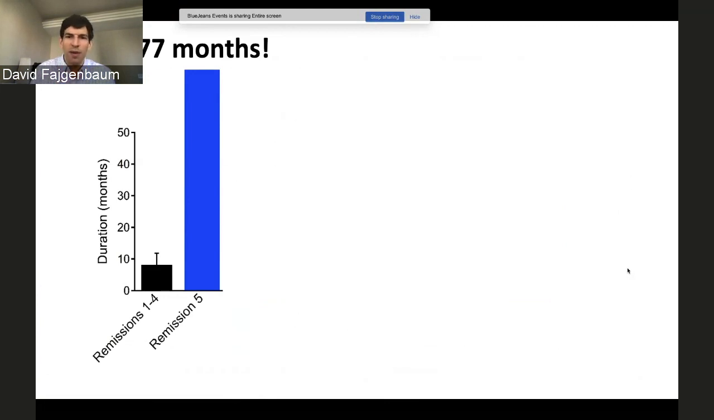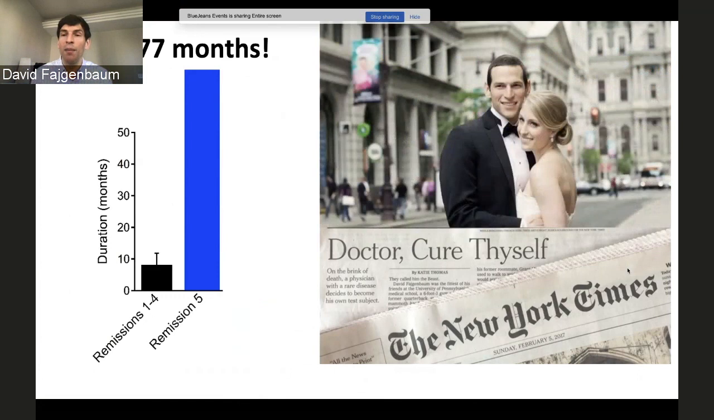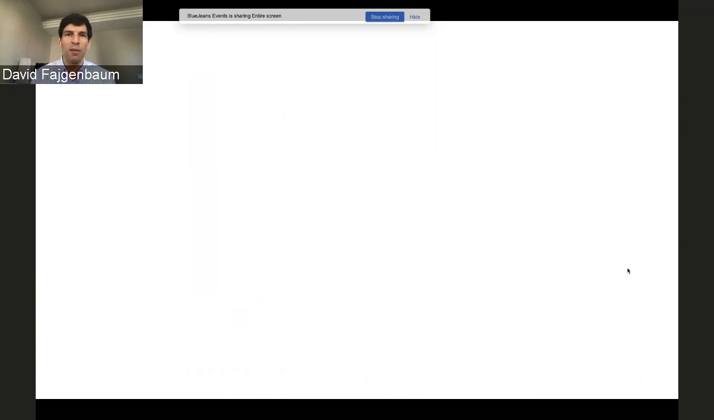And so for this patient, it's been 75.77 months, so the patient's been in remission. And this patient is me. I was diagnosed with Castleman disease when I was a medical student, and now it's been over 75 months since my last relapse. The New York Times called it a doctor cure thyself a couple years ago, which I think is a bit of an overstatement, but it did allow my wife and I to make it to our wedding day. This is us on our wedding day about 73 or 72 months ago. And my hair grew back just in time, which was actually pretty important to me.